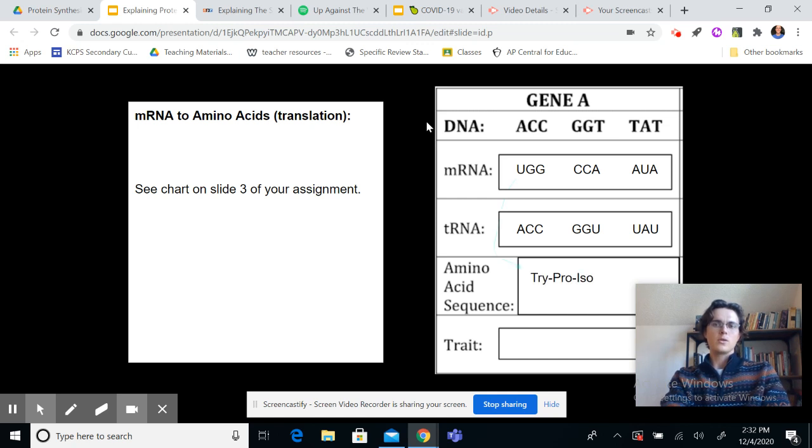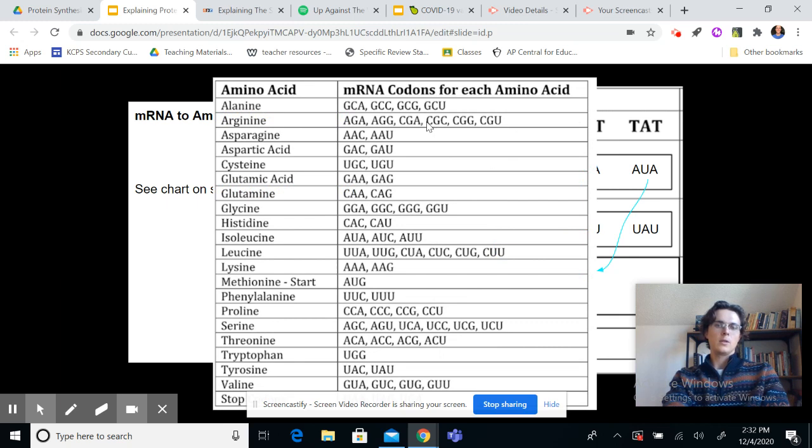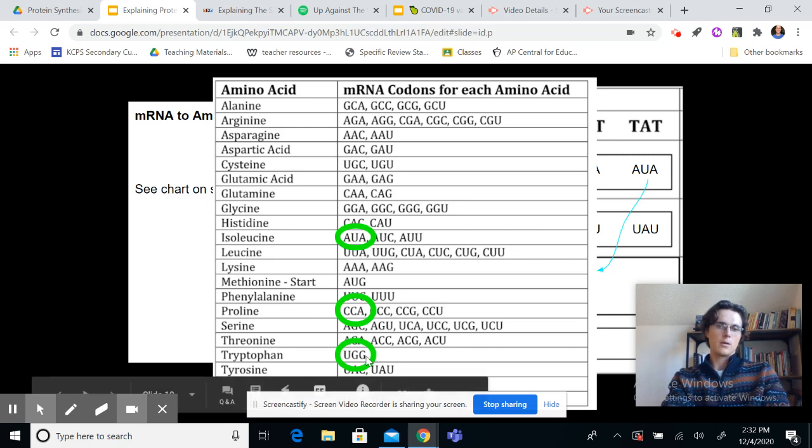So how do we know which mRNA codons translate to which amino acid sequence? Well, one codon translates to one amino acid. And the only way we can find out which is by looking at it on page or slide 3 of problem set number 2. You can see our 3 codons up here are tryptophan, proline, and isoleucine.